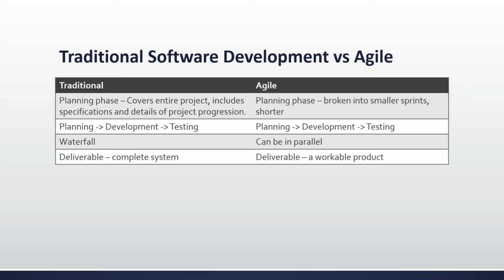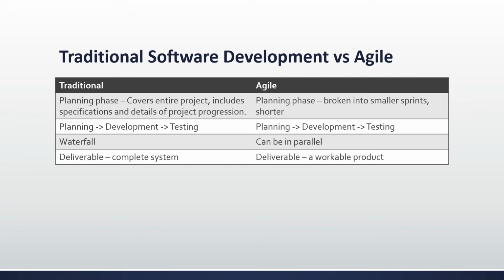Now, traditional software development is a little different than Agile. Traditional software development begins with a planning phase, which covers the entire project and includes specifications and detailed plans on how the project will progress. In traditional software development, the project plan is quite detailed and is used throughout the entire course of the project. The planning phase is followed by the actual software development and then the testing of the software product. Each phase is usually completed before the next phase begins. Thus, your complete planning phase starts before you start development. This type of approach is called a waterfall development and flows in one direction.